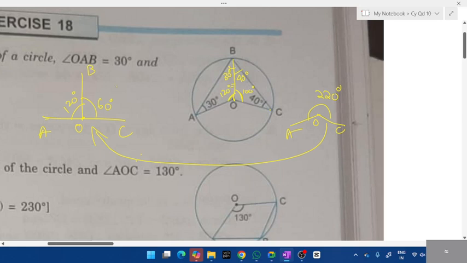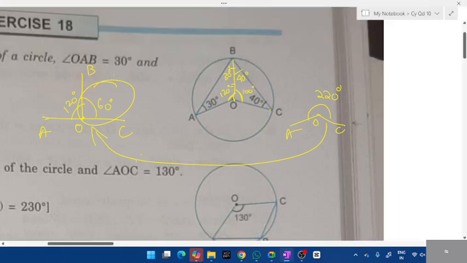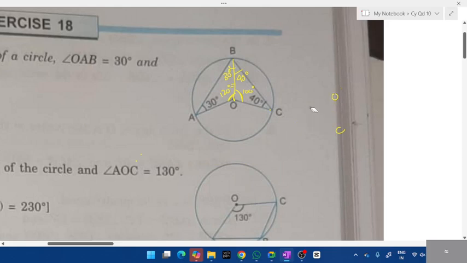If it was a straight line, we could have found BOC: 180 minus 120, 60. But look at BOC, is it 60 or 100? What is the value of BOC? BOC is 100 degrees. We got 100. It's not 60. Therefore, it's not a straight line. We can't use the straight line concept here. You look at the diagram, you'll understand. It is a bit curved.